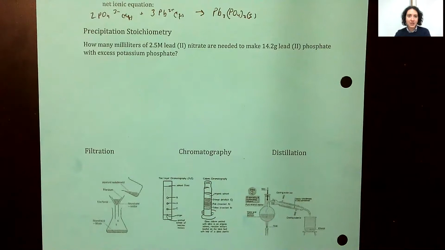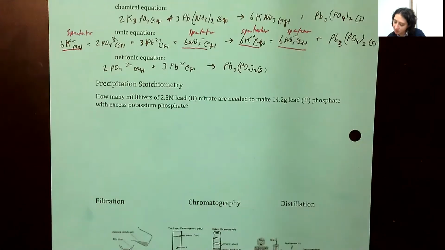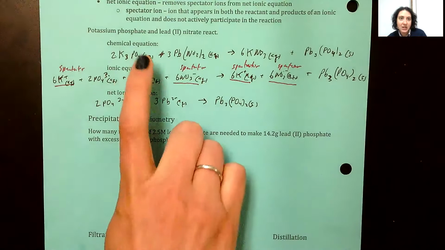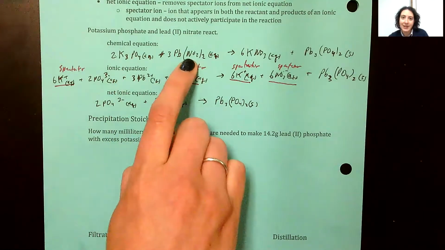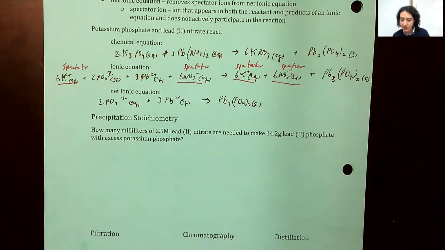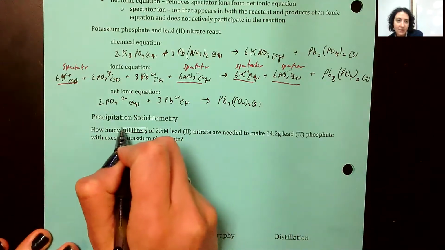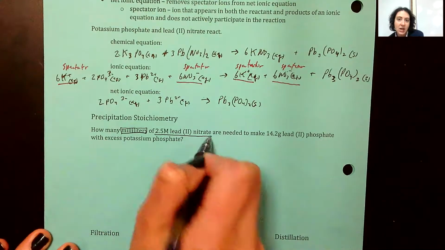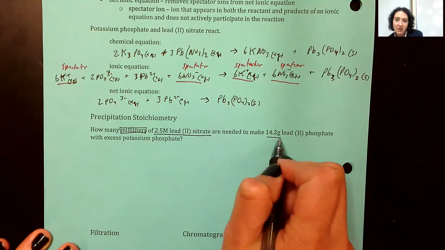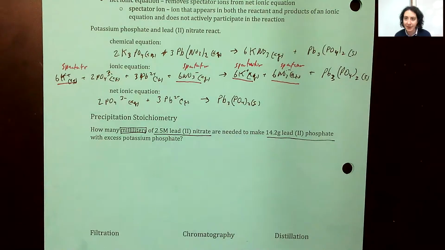So we have the situation: we're actually going to use the same equation as before. So we've got the potassium phosphate reacting with lead nitrate to form potassium nitrate and lead phosphate. So how many milliliters of a 2.5 molar lead nitrate solution, liters, that's what we're solving for, are needed to make 14.2 grams of lead phosphate, as long as we have an excess amount of potassium phosphate.